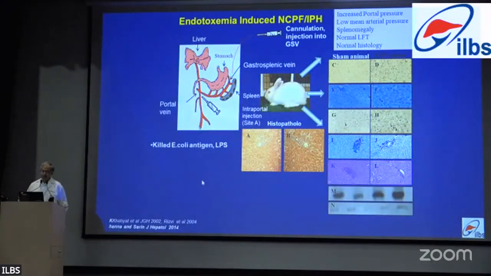Why is it? Because this is a rabbit, and in the rabbit, we put a catheter through the neck which goes into the gastrosplenic vein. And this catheter stays for about 6 months, and we keep it patent by heparinization. Through this catheter, we keep injecting E. coli slowly over a period of time. And this continuous chronic endotoxemia leads to development of portal hypertension. Portal pressure increases, mean arterial pressure goes down, which is a feature of portal hypertension, with splenomegaly, normal LFT and normal histology, and all this work has been done.